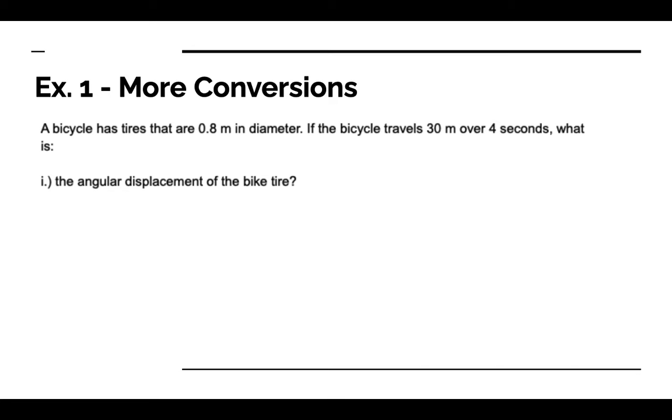So example 1: a bicycle has tires that are 0.8 meters in diameter. If the bicycle travels 30 meters over 4 seconds, what is 1, the angular displacement of the bike tire, and then 2, we'll look at the angular velocity of the bike tire.